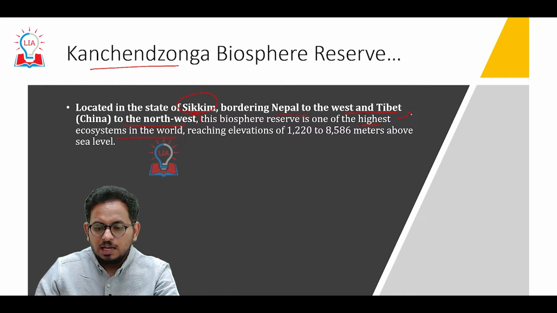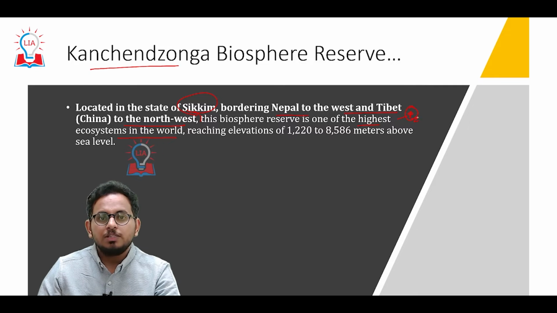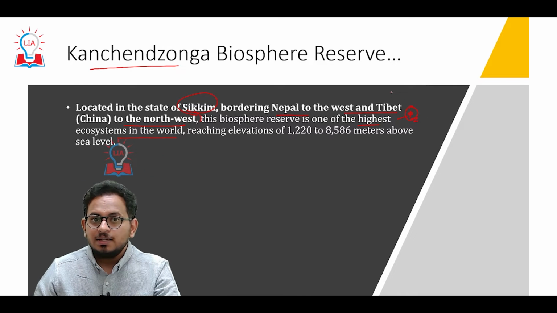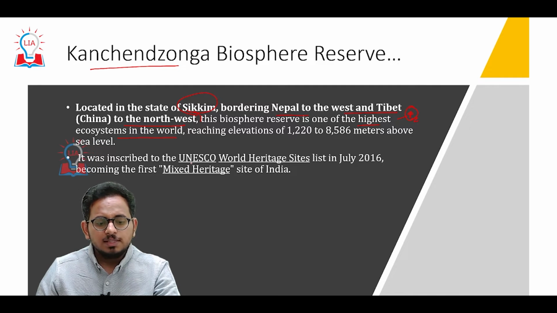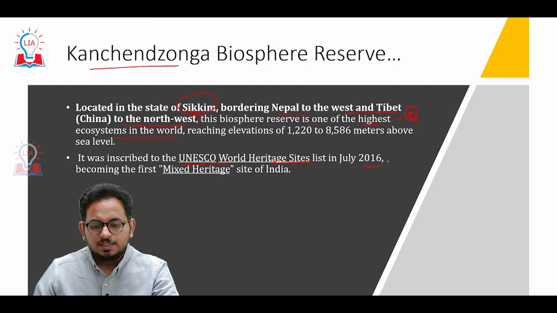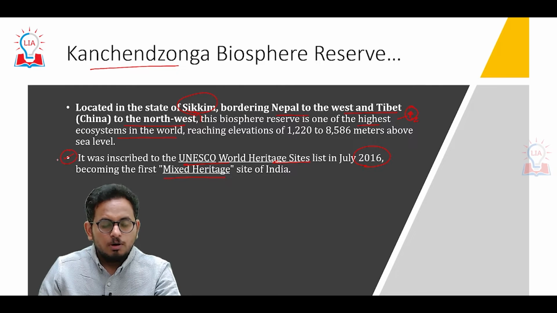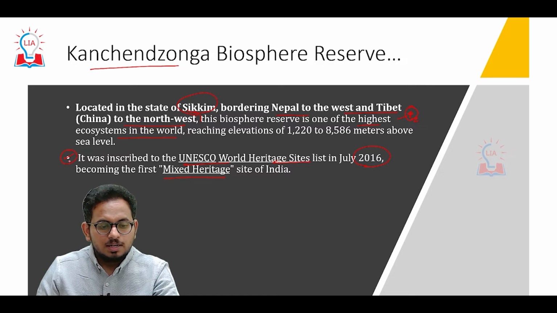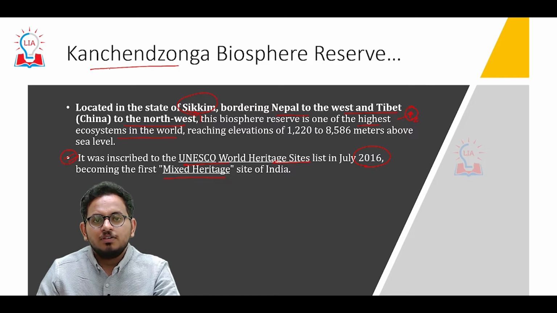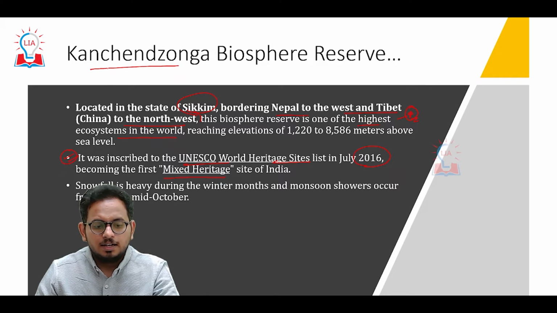Remember this particular statement. It is one of the highest. It is not the highest. It is one of the highest ecosystems in the world. It was inscribed on the UNESCO World Heritage Site list in 2016 under the category of Mixed Heritage Site in India. I have told you about natural, artificial, and we have one mixed site in India. And remember, this Kanchanjanga Biosphere Reserve is that mixed site in India.